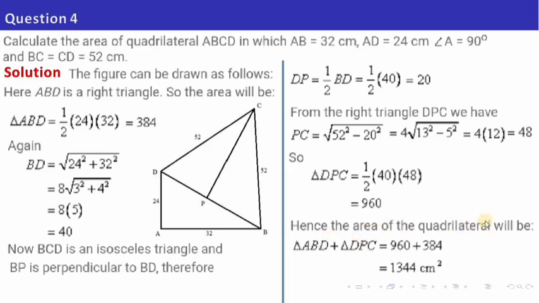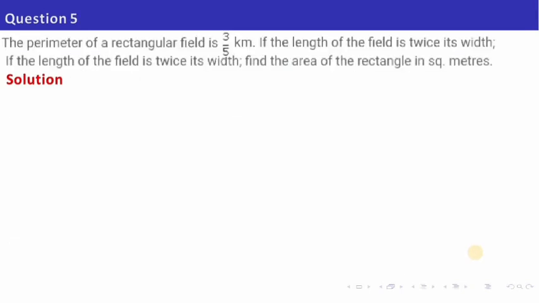So the area of the quadrilateral will be the area of this triangle, which is 384, plus the area of this triangle, which turns out to be 960. Add them up, and your answer will turn out to be 1344 centimeter square. So this will be the area of this particular quadrilateral. You may pause the video and note down your solution. Let's move to the next question.